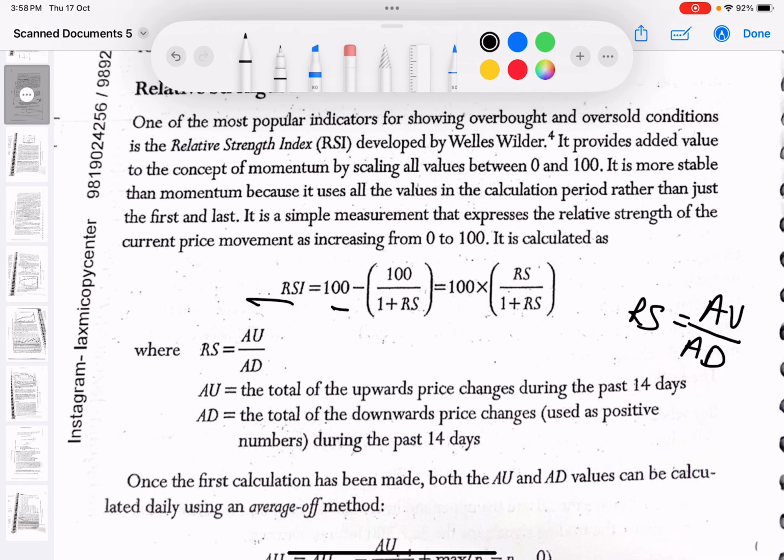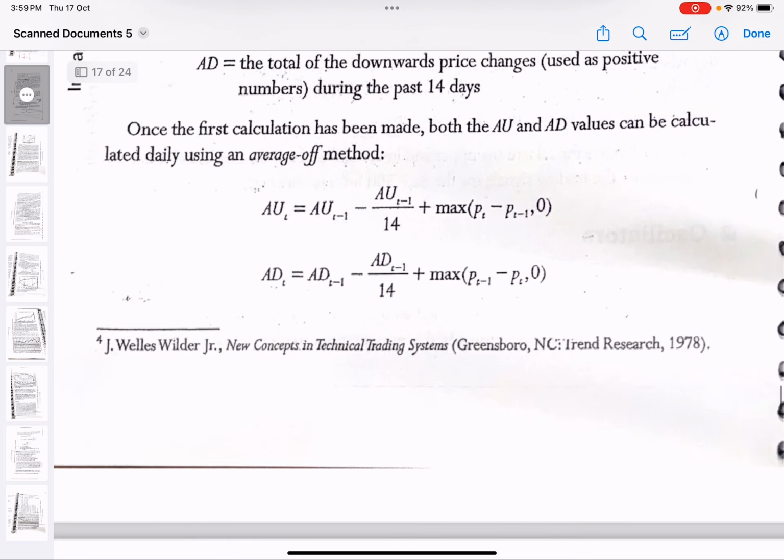And what is the formula of the RSI oscillator? 100 minus 100 upon 1 plus RS, or 100 multiplied by RS upon 1 plus RS, which is the same thing. Once the first calculation has been made, both the AU and AD values can be calculated daily using an average of method.